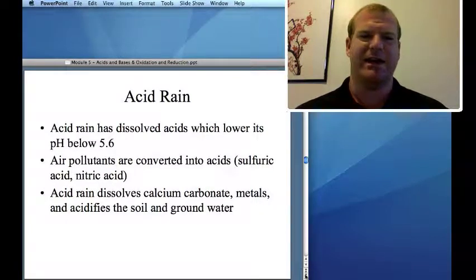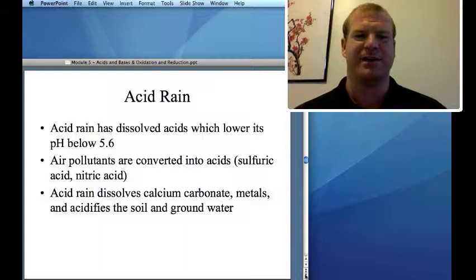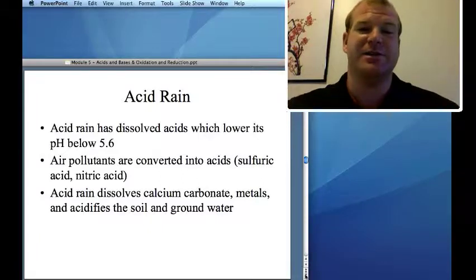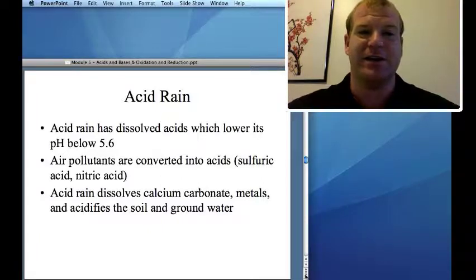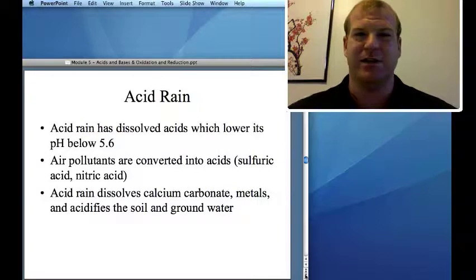Acid rain, anything that has rainwater that has a pH below 5.6, that's acid rain. And certain air pollutants, which we'll cover later, turn into sulfuric acid and nitric acid in the air, and then by rainwater have acidic rain. This dissolves calcium carbonate, so marble and limestone can cause damage to our architecture. It can also damage metals, and also tends to acidify the soil and groundwater.